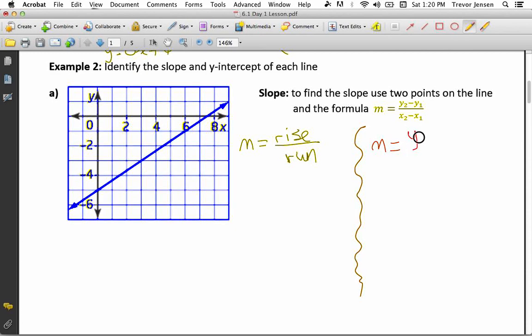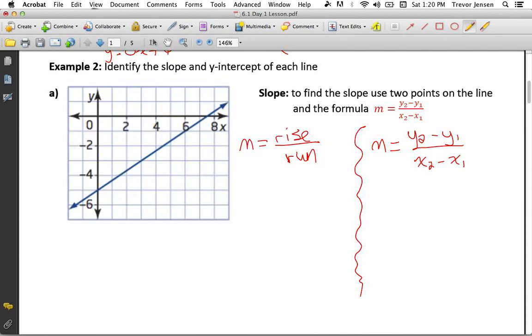Difference in the y's, you're going to do your second y coordinate minus your first y coordinate, divide that by the difference in your x values, your second x coordinate minus your first x coordinate. Remember, you can use either of these formulas because the rise of a line is the vertical distance between 2 points, which is actually your change in y, which is what leads to the formula y2 minus y1. That'll give you the change in the y coordinates.